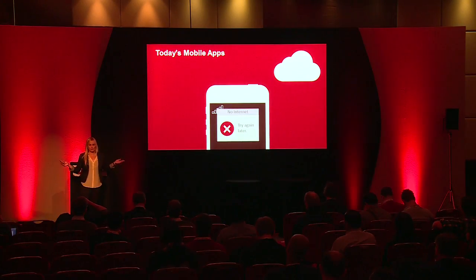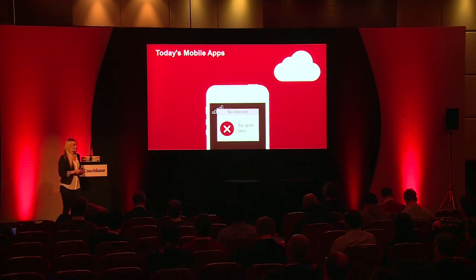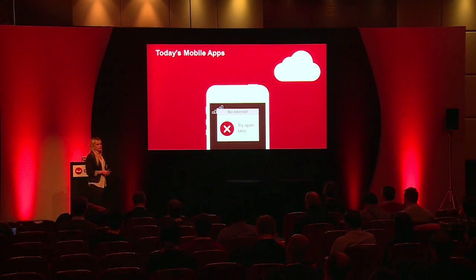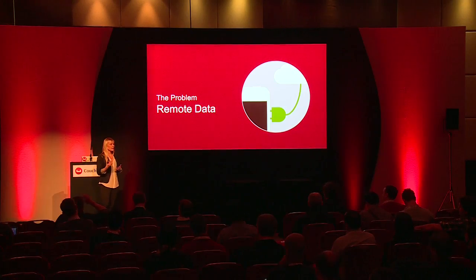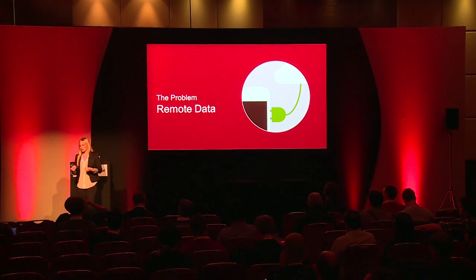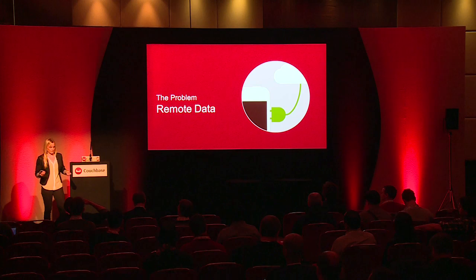Okay? What happens when you have no internet whatsoever? Well, most likely your app is not going to work, and you're going to see a message like this, no internet, try again later. Well, that's a bummer. So the problem we have here is that apps are storing data in the cloud, but they're totally reliant on a network connection to access that data in the cloud. And that's why you're seeing that slowness or that unresponsiveness, right?